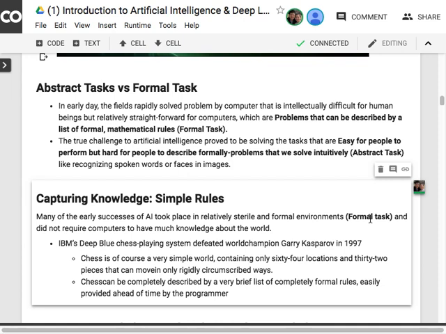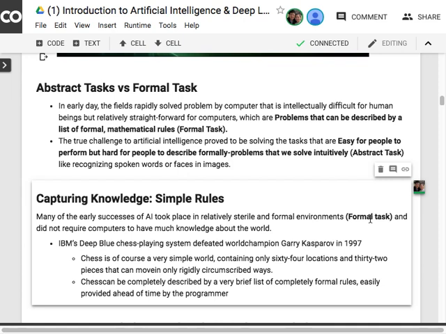The problems that we can solve intuitively are abstract tasks, something like being able to recognize the spoken word, or being able to recognize a face in an image. We cannot describe this kind of problem formally in a mathematical way. So the abstract task is challenging, and AI is going to get better and better at solving these abstract tasks because of deep learning.